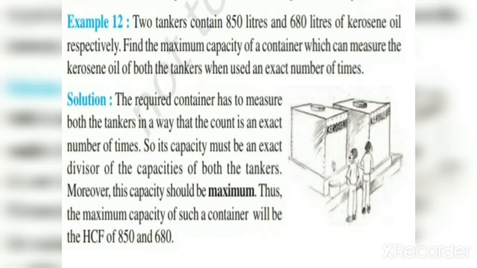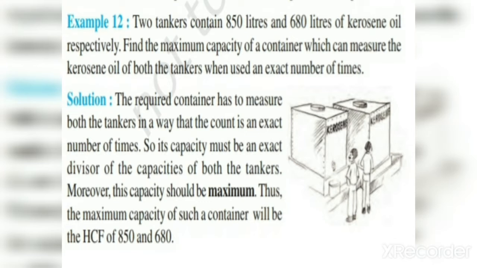Now let's understand how to solve word problems related to HCF and LCM. Here we have one example. Two tankers contain 850 liters and 680 liters of kerosene oil respectively. Find the maximum capacity of a container which can measure the kerosene oil of both the tankers when used an exact number of times. Here one word is used, maximum. When maximum is used, we have to find HCF.